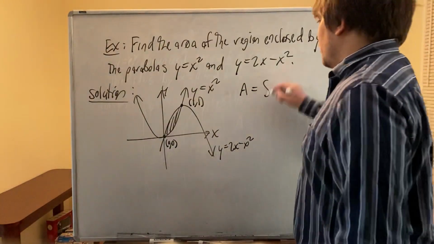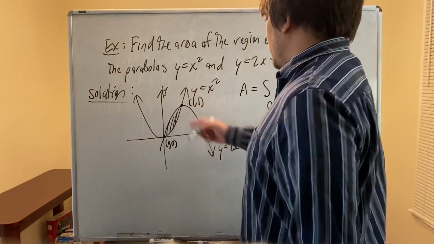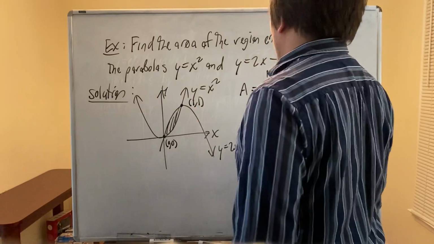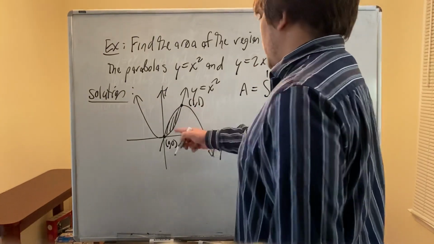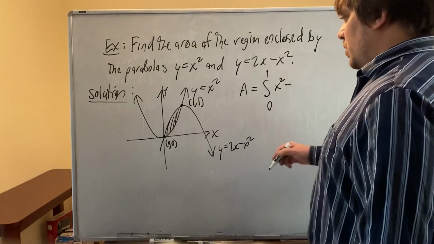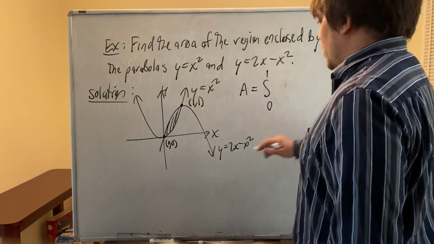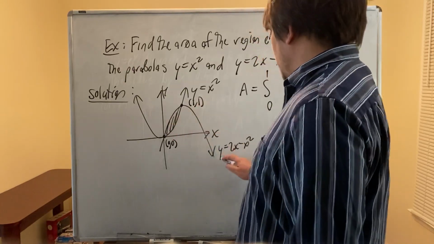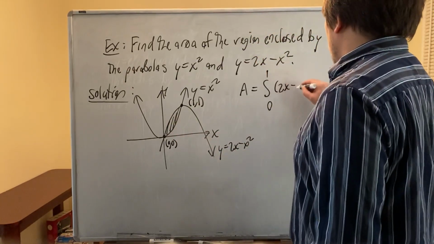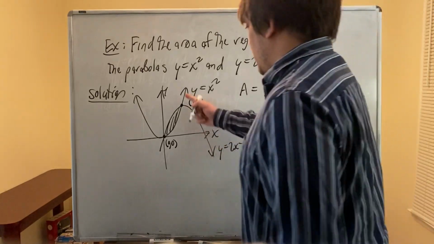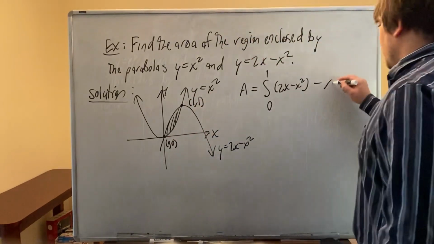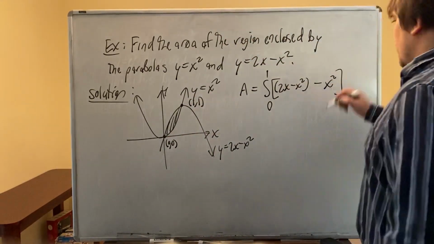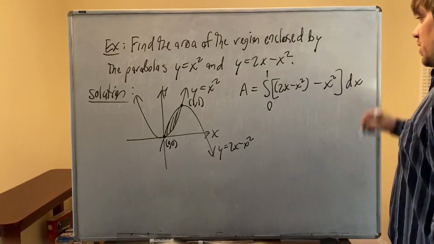So let's call capital A the area of that shaded region. And so that's a definite integral from x equals 0 to x equals 1 of the top function, x squared, minus the bottom function, 2x. Oh, sorry. The top function is actually, you have to keep track of this. This is the top function, 2x minus x squared, and minus the bottom function, which is actually x squared here. Okay, so that's the top function minus the bottom function, dx.